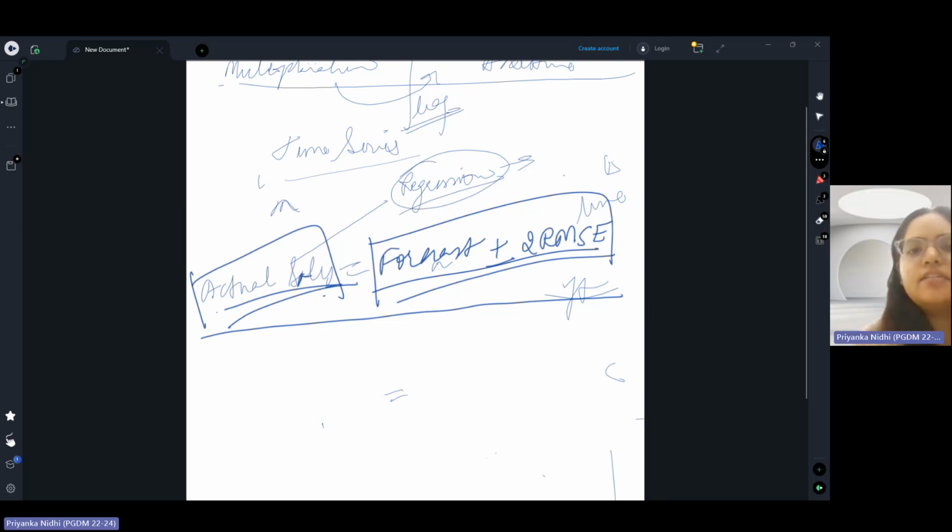So we understood these things. So basically, these are the basic terminology used in time series, and I hope everyone has understood it.